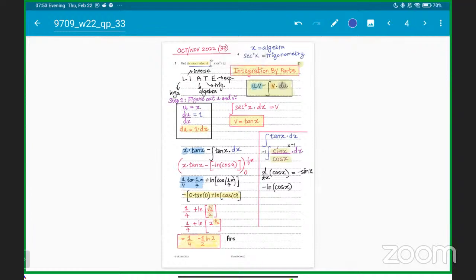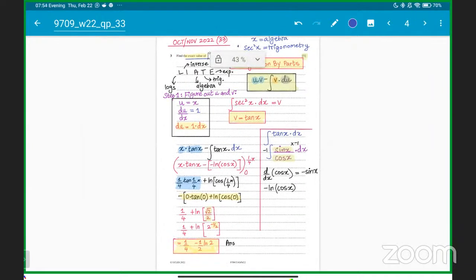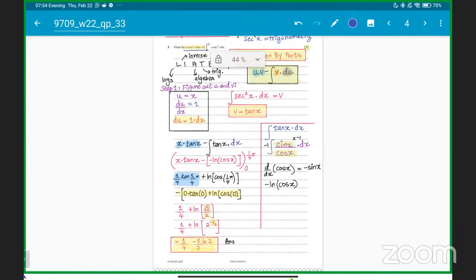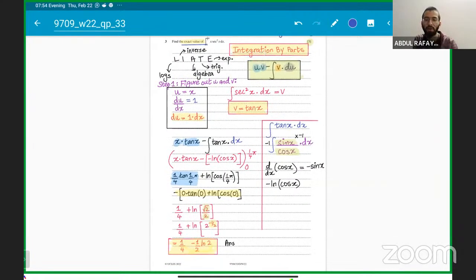Sir, do we have to memorize that cos pi by 4 is root 2 by 2? No, no. You can do it in the calculator. Just do it in radians. Make sure you take the calculator and put in cos 1 over 4 pi. You will get square root 2 over 2. Make sure it's in radians. That's the most important thing. You will get an exact value.